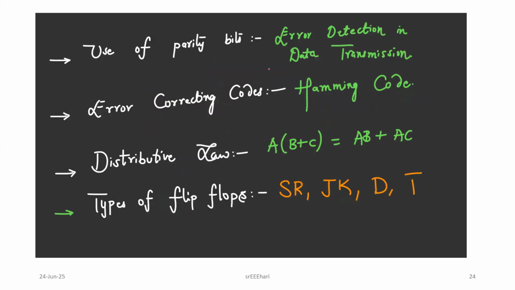Use of parity bits: we use them in data transmission. Error correcting codes are called Hamming code. Distributive law: A into B plus C is equal to AB plus AC. Types of flip-flops, you already know: SR, JK, D, and T. T stands for toggle, SR stands for set reset.